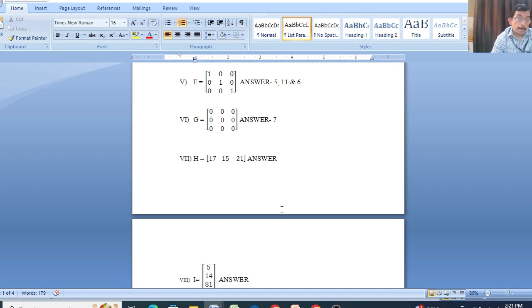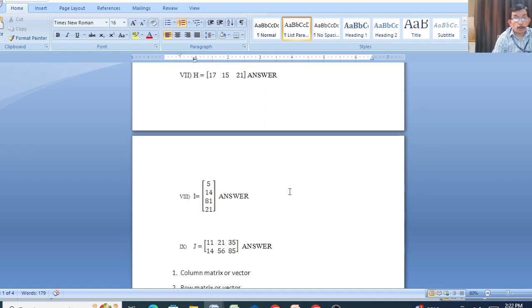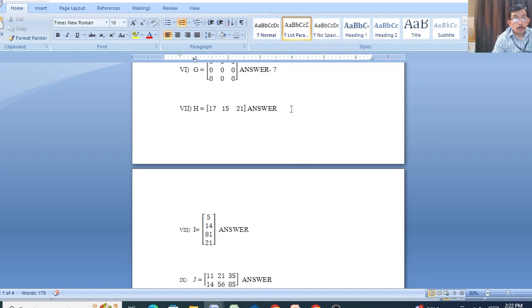So the example is a row matrix. This is the example of a row matrix. The answer is 2.